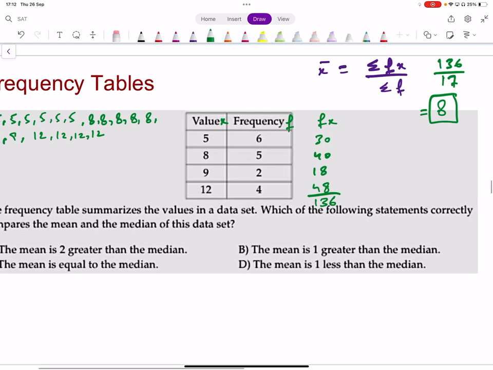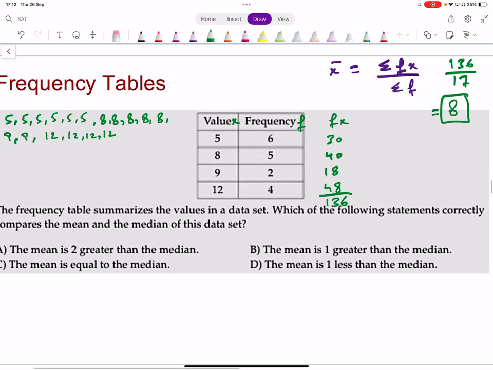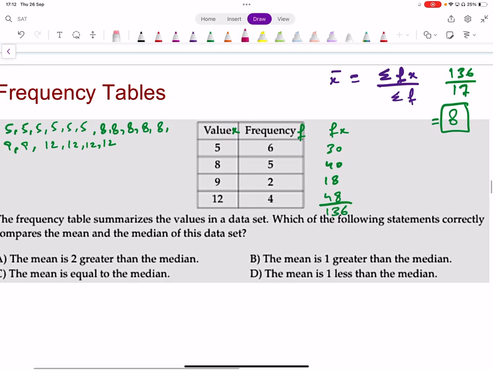What about the median? How did we find the median? What was the formula we just discussed? N plus 1 over 2. In place of n here, now we have sigma f, right? Because that's equivalent to n. The total number of values is what? 17. 17 plus 1 over 2, ninth value should be the median.